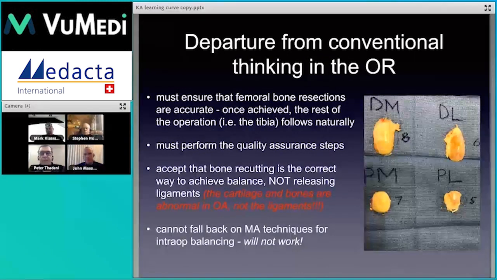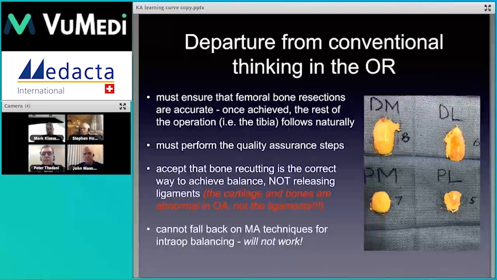So again, this is a departure from conventional thinking in the OR, throwing out all those other tenets of mechanical axis. With the kinematically aligned knee, it's the femur that really drives the operation. You really have to pay attention and take your time to get the femoral bone cuts correct. See an example here of the bone resections, the distal femoral condylar resections and the posterior femoral condylar resections.